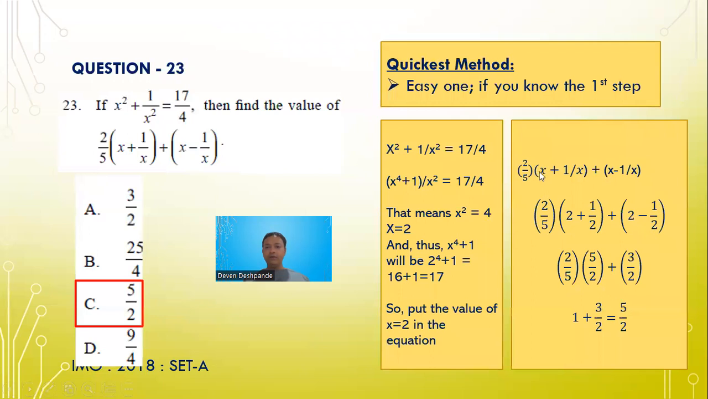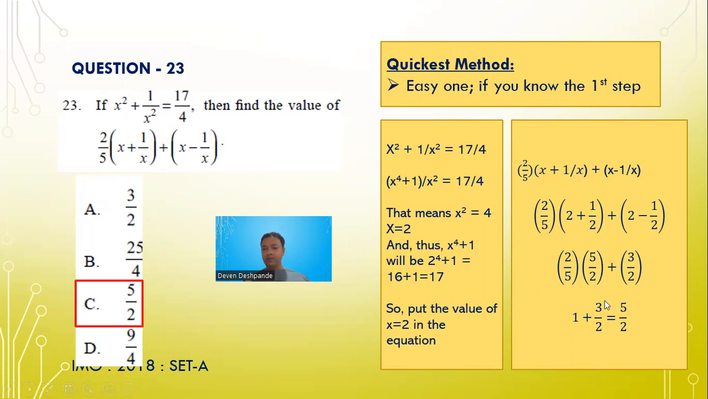So when you put the value of x is equal to 2 in this equation, 2 upon 5 into x plus 1 upon x plus x minus 1 upon x. So 2 upon 5 into x is 2. 2 plus 1 upon 2 plus 2 minus 1 upon 2. What is 2 plus 1 upon 2? 2 to the 4 plus 1, 5. 5 upon 2. Plus 2 to the 4 minus 1 upon 2. 4 minus 1 is 3. 3 upon 2. So 2 will get cancelled, 5 will get cancelled.